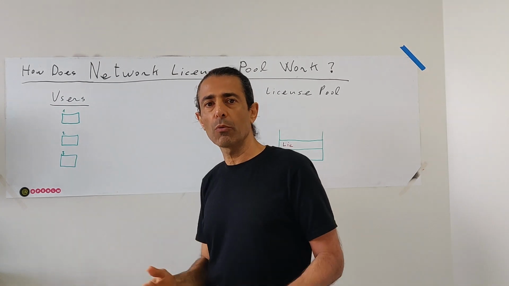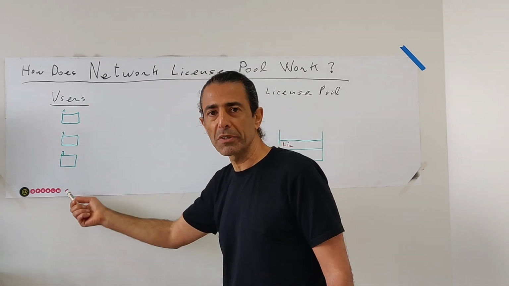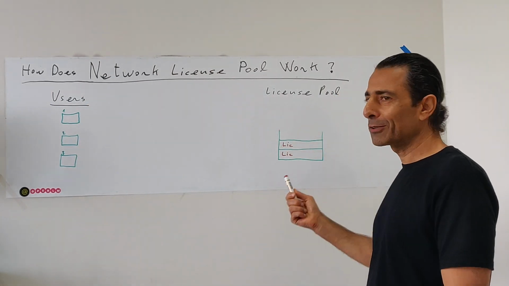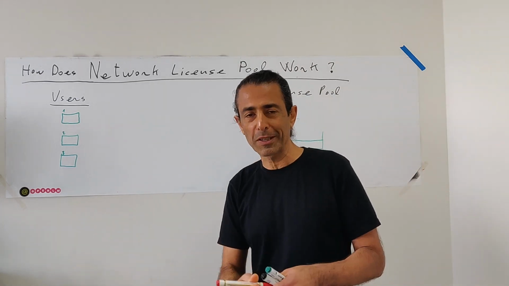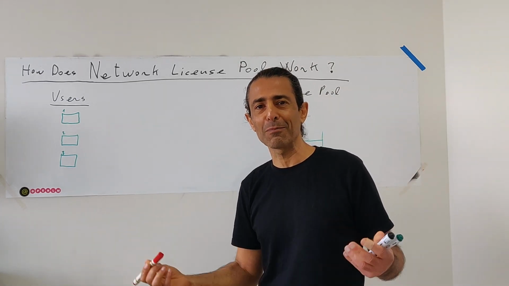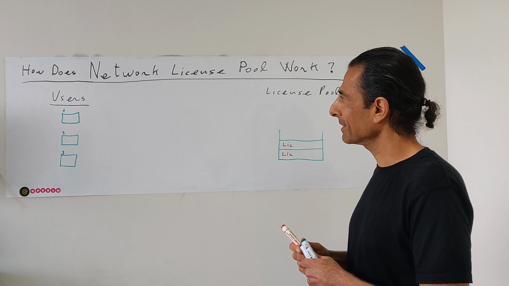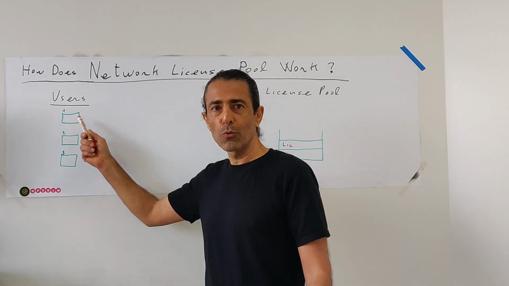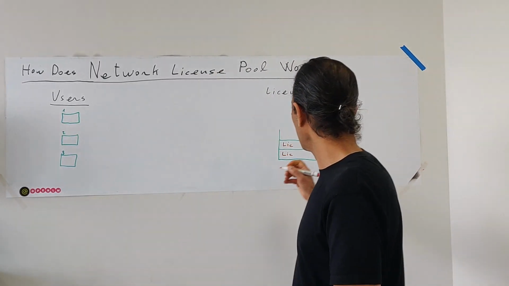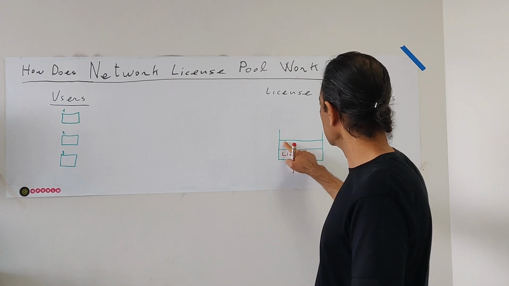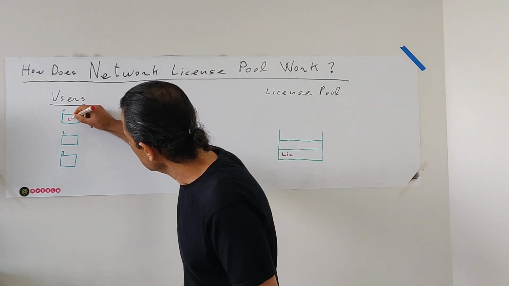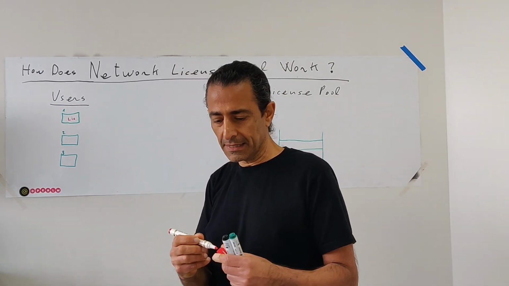And here we see our users. We only demonstrate 3 users and only 2 licenses. Typically we're talking about thousands of users and many licenses. So user number 1 comes in the morning and grabs a license. He takes a license and he has the license now.